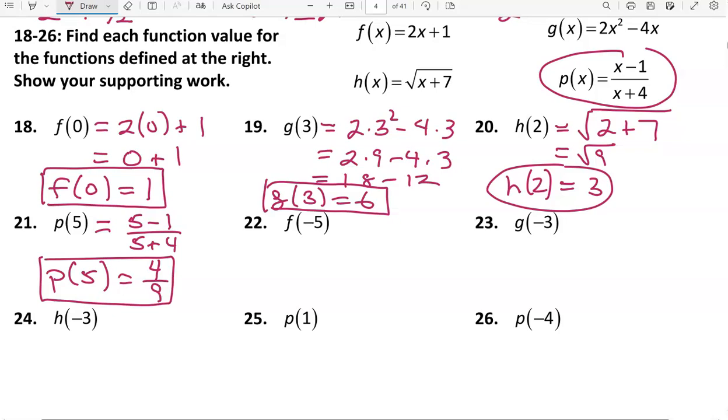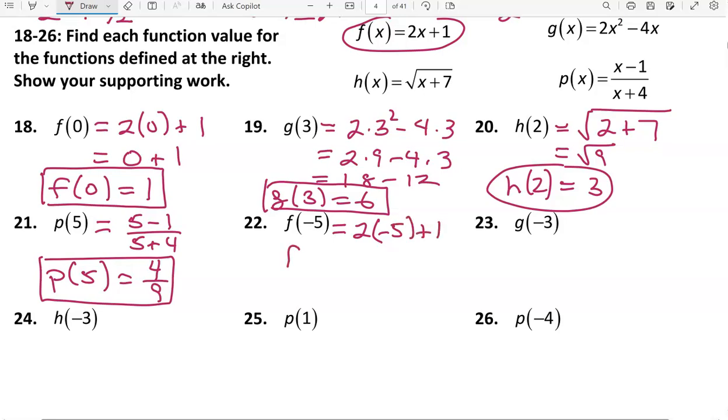For number 22, we're working with the function f. And the function f of x is equal to 2 times x plus 1. f of negative 5 is 2 times negative 5 plus 1, which is negative 10 plus 1. So f of negative 5 is equal to negative 9.